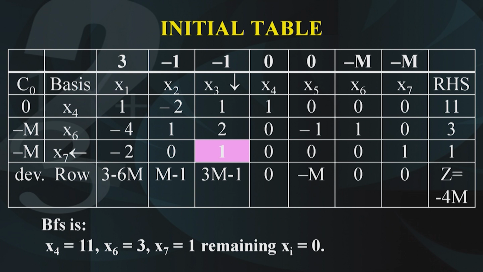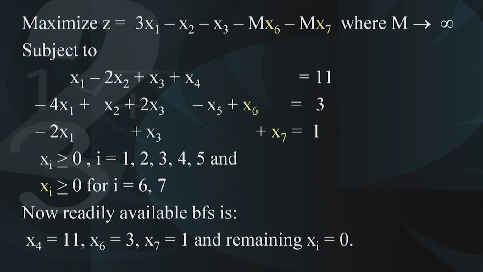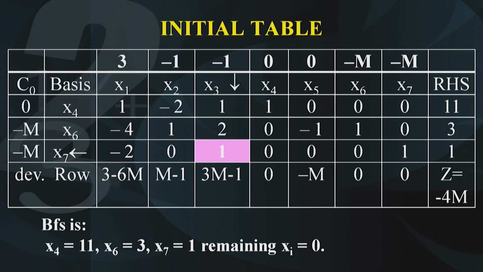On the first column we need to write the coefficients of the basic variables in the objective function. So, what are the coefficients of the objective function? The coefficients of the objective function are 3, minus 1, minus 1. So, this will be written on the topmost line. Here they are 3, minus 1, minus 1. x4 and x5 do not appear in the objective function. Therefore, their coefficients are 0.